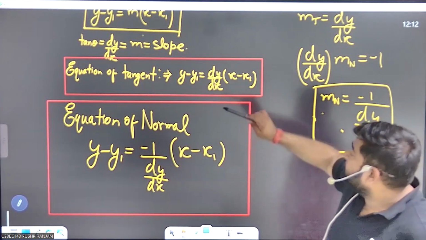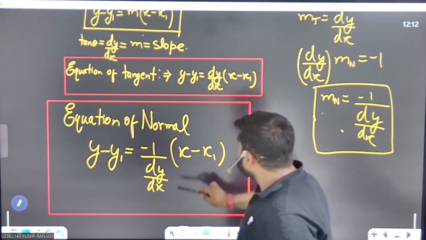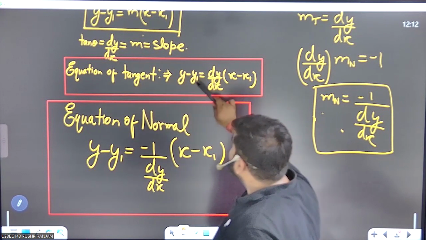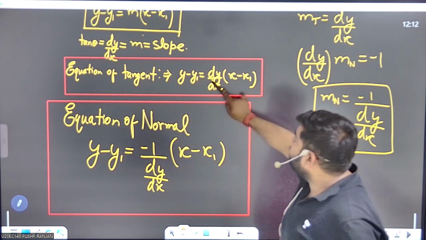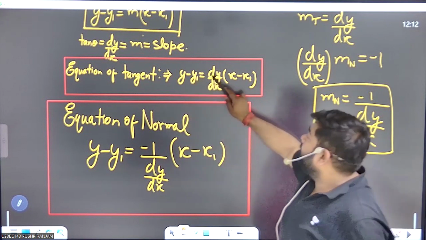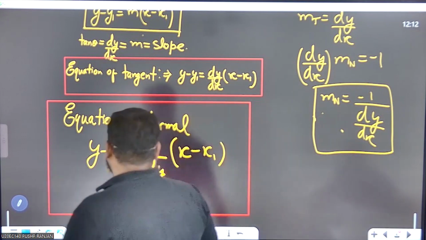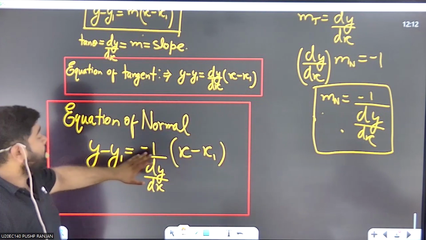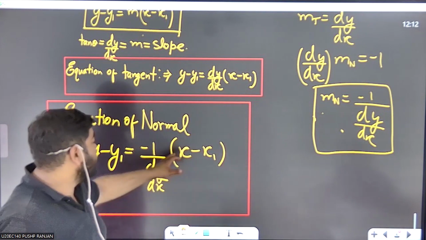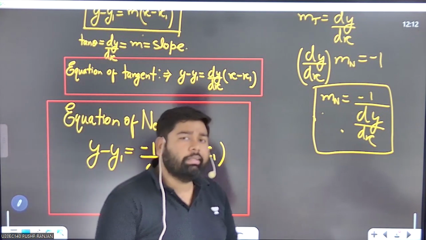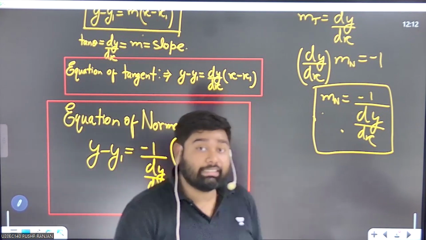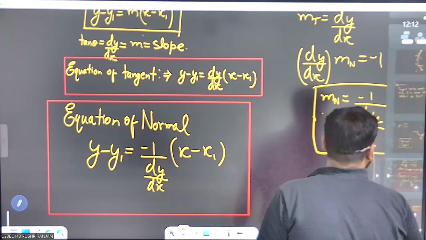Let's revise once again. The equation of tangent is y minus y1 equals dy by dx times x minus x1, and the equation of normal is y minus y1 equals -1 upon dy by dx times x minus x1. You will be more clear when I discuss the example. Let's take an example.